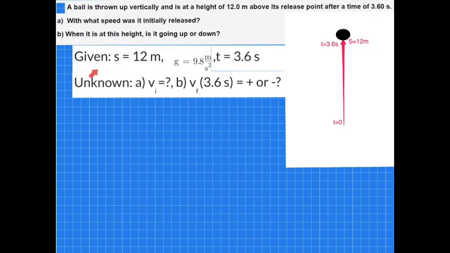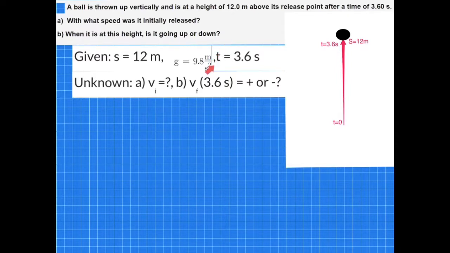We have three things. The displacement after the ball leaves the hand is 12 meters. The magnitude of the acceleration of gravity is 9.80 meters per second squared, and the time is 3.6 seconds. The unknown for part A is the initial velocity, and for part B, the final velocity after the ball has traveled 3.6 seconds. We need to know the final velocity because we're asked if the ball is going up or down.